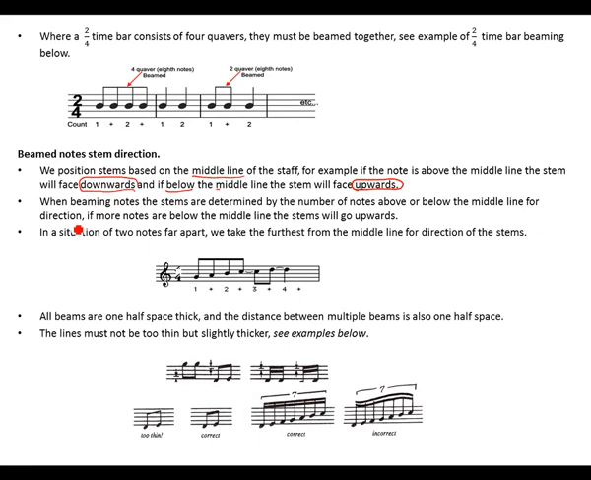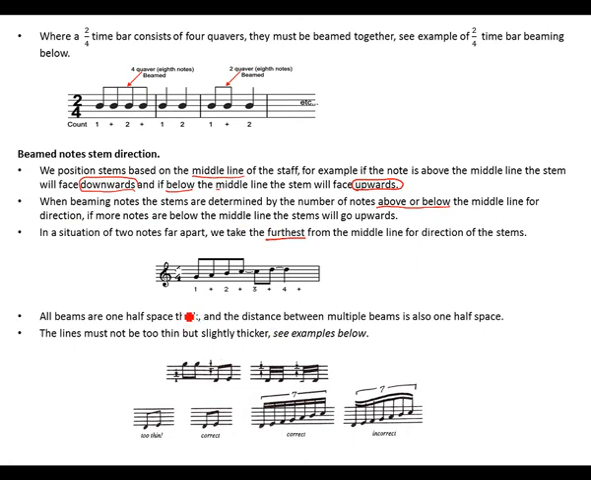When beaming notes, the stems are determined by the number of notes above or below the middle line. If more notes are below the middle line, the stems will go up. Or if more notes are above the middle line, the stems will face down. In a situation of two notes far apart from the middle line, we take the furthest note for the direction of stems.